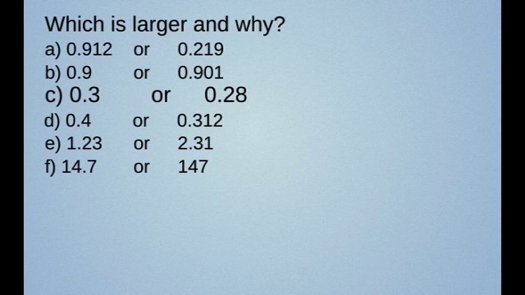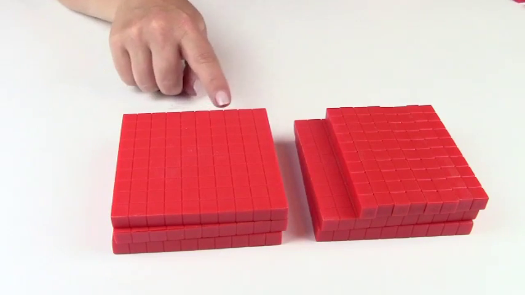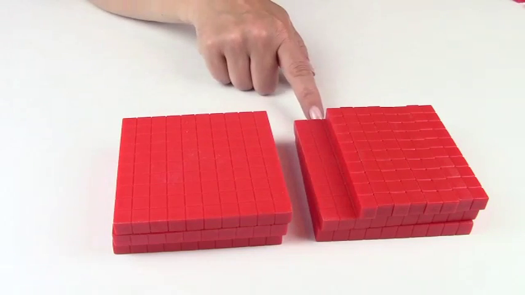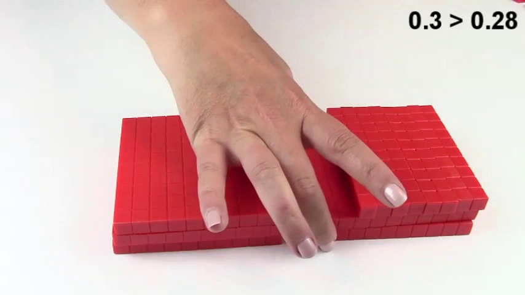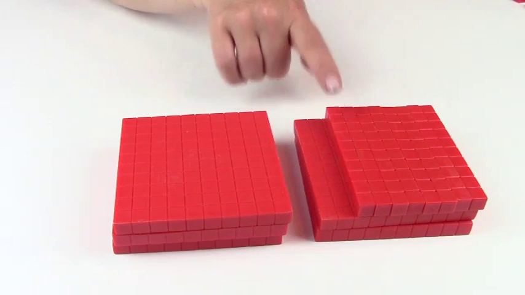The blocks really help to show why this one is larger than this one. Some students have a hard time with the abstract, and when they're just looking at the numbers, it's very confusing for them as they really want to believe that 28 is larger than 3. So let's take a look at this one using our blocks. So here we can see that 3 tenths just uses 3 of our tenths sized blocks, whereas 28 hundredths actually only uses 2 of those blocks and 8 of our hundredths blocks.